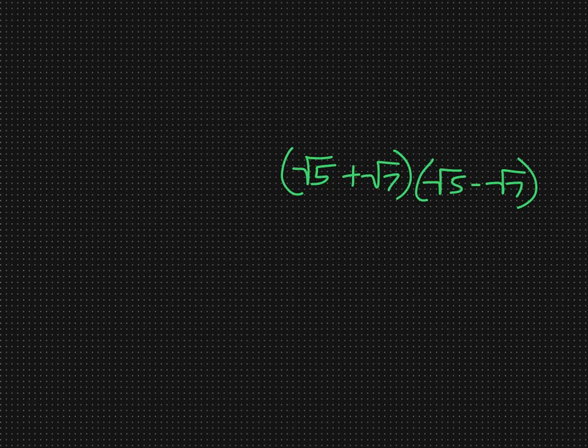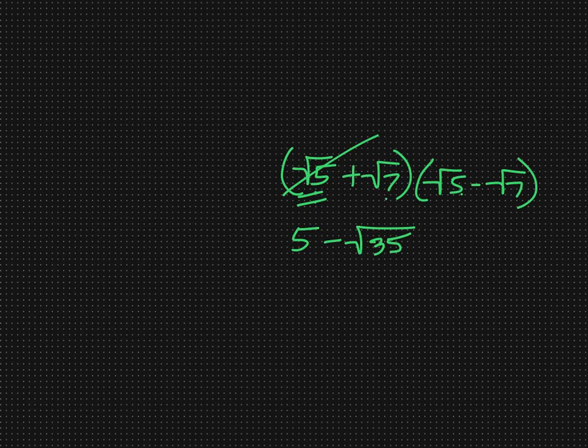Let's see if the same thing happens again, if by multiplying by the conjugate, we get rid of the radicals. So here we go. Let's distribute the square root of 5. Hey class, what's square root of 5 times square root of 5? 5. What's square root of 5 times negative square root of 7? It'd be negative square root of what? 35. Done with the root 5.